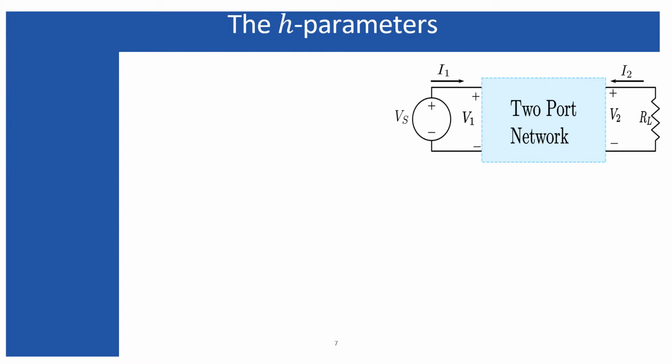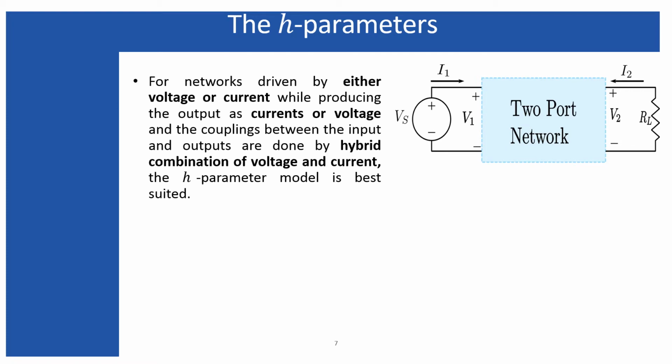The H parameter. As I told you, when your network is itself a mix of its own four parameters, that means the input current, output current, input voltage and output voltage, then the straightforward methods of applying the Z parameters and Y parameters may not be suitable for that particular circuit or system. Then the H parameter model appears much more suitable than the previous two.